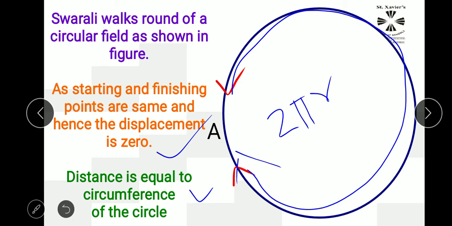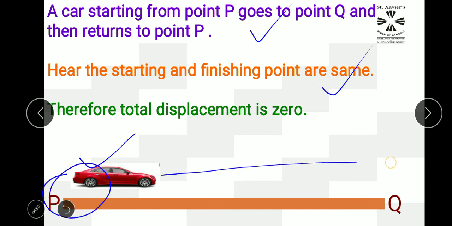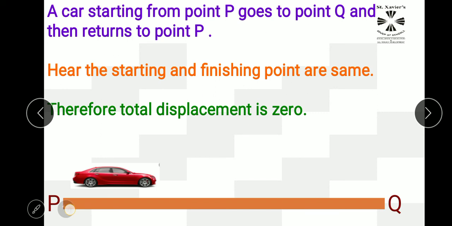Let's move ahead, students. One more example. A car starts from a point P, goes to point Q, and then returns to point P. Now, starting point is P and finishing point is also P. I'll repeat again, students. A car starts from a point P, moves to Q. From Q, it returns back to the point P. Here, starting and finishing, both the points are P only.